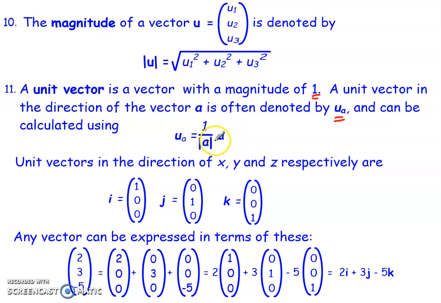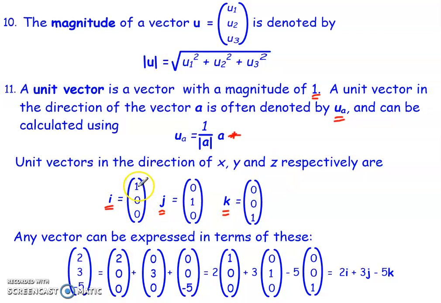Because what that then does is, if I get this vector here and I then calculate the magnitude of UA, I should get 1. So that there is our definition of a unit vector in the direction of the vector A. Now, using this fact, what we're able to do is take x, y, and z and define unit vectors in the direction of each one of these, denoting them as i, j, and k. So we can define a unit vector i, which points in the x direction, j, which points in the y direction, and k, which points in the z direction.